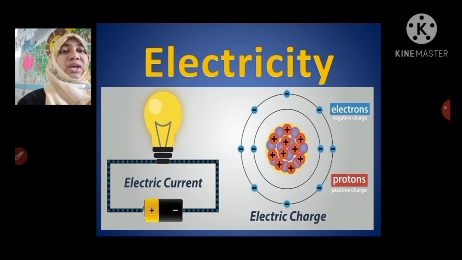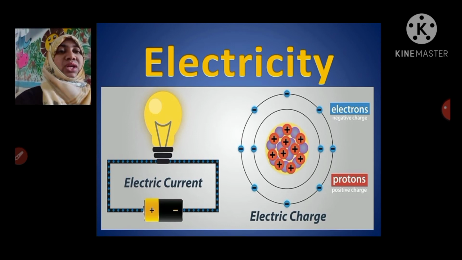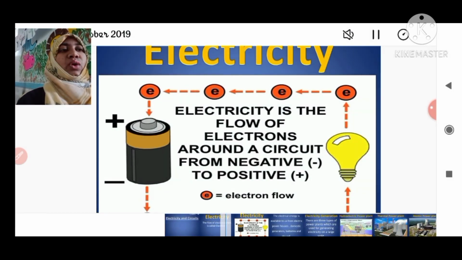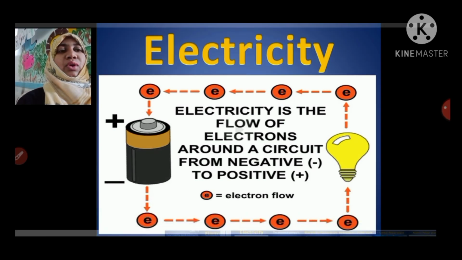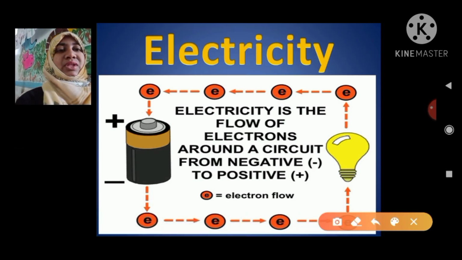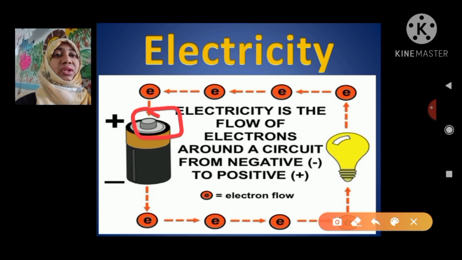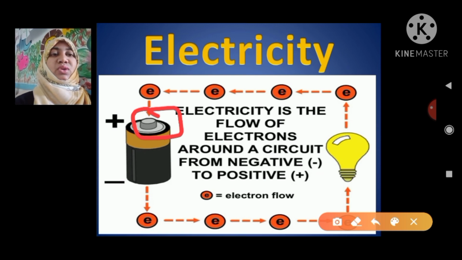What kind of charges? Positive and negative charges. What is the name for positive? That is protons, and for negative, electrons. Okay, so in this circuit diagram, what can you see here? This is the battery. The cell which you put in the remotes, the watch, the wall clock and so on: the top portion has a positive sign, and the bottom portion is the negative terminal.